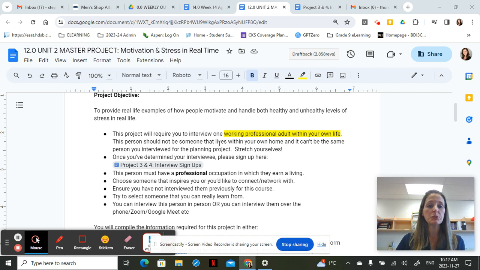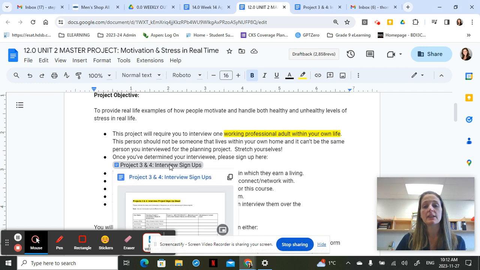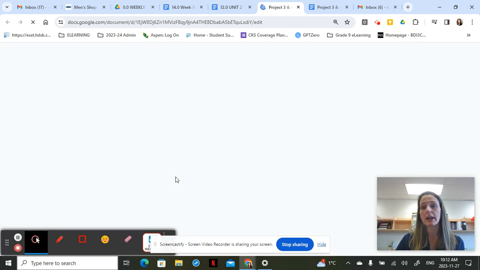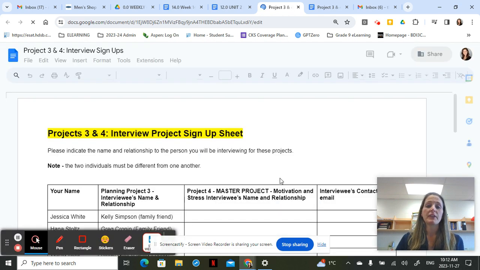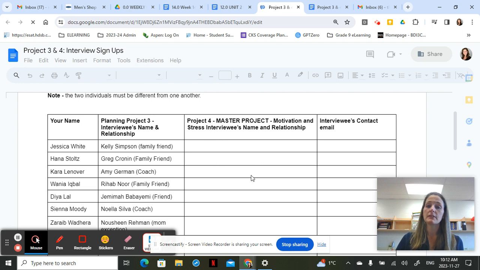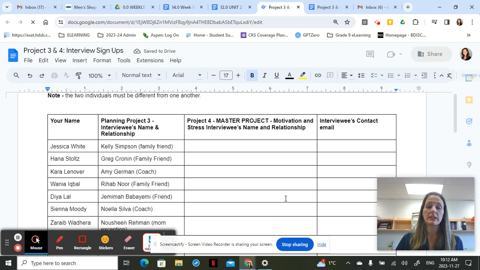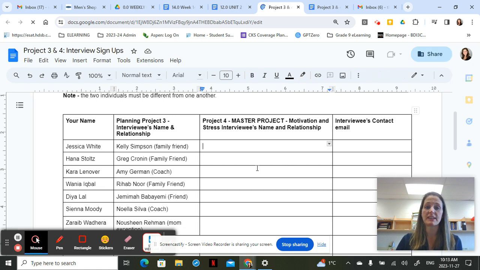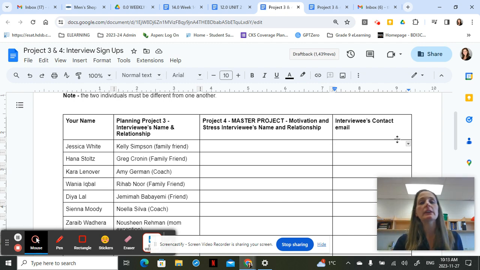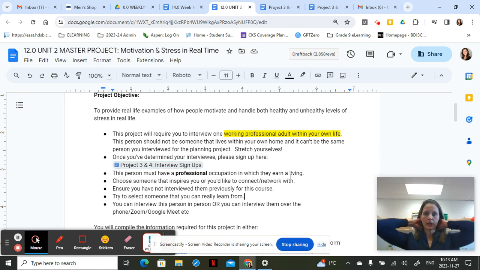Okay. Once you know who your interview is, you're going to go back into that sign-up sheet that you did for the third project, the time management planning project, and you're going to fill in who you're going to be interviewing for this project. So if you look at this table here, you'll see the chart, and you'll be able to find your name and the person that you interviewed for your last project, and you're going to fill in who you're going to interview for this project. Obviously, that person has to be different, and then you're going to just include their contact information, okay, just so that I can contact them for a variety of reasons I'll mention in just a few minutes. Okay, so you're going to do that, and that should be done within the first couple of days of this week, just so that I know who you're going to be interviewing.